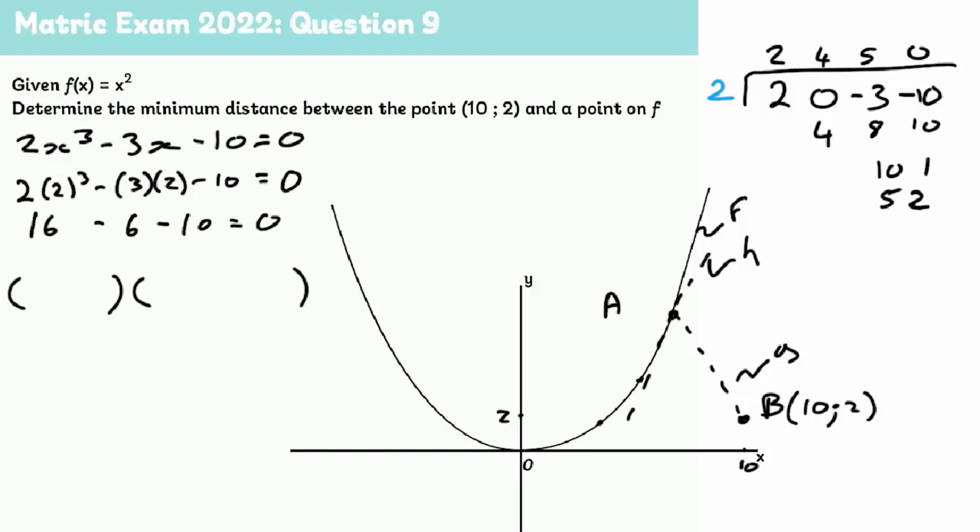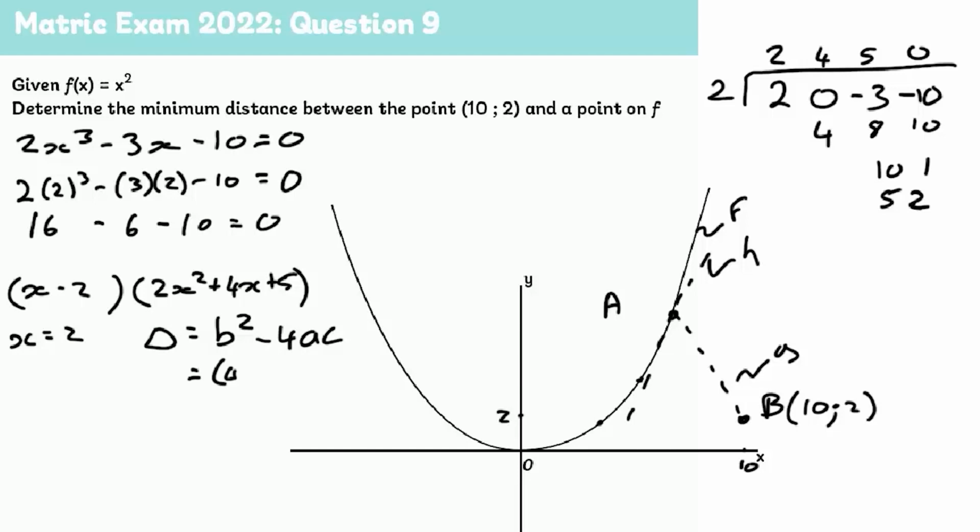We can now factorize this. The 2 means it's (x minus 2), and then we have 2x squared plus 4x plus 5. From this, we can see that x is equal to 2. But what about the other side? Well, we use the formula b squared minus 4ac, which equals 4 squared minus 4 times 2 times 5, which is equal to minus 24. And what do we know about a minus 24? That it is non-real, which means we can't use it. Therefore, x is equal to 2.